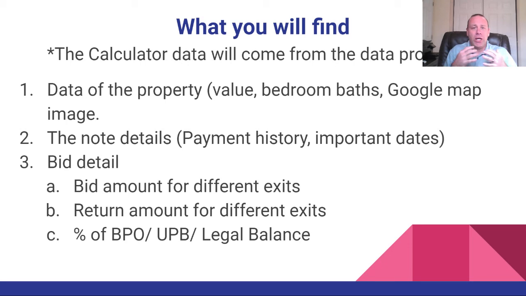In the next section, just below that, you're going to see a percentage of BPO, UPB, or legal balance. It's kind of a quick chart to look at and see, oh, where am I bid at? I'm bid at 60% of this, or 30% of that, or 100% of this. It's just a reference guide. It's a byproduct.